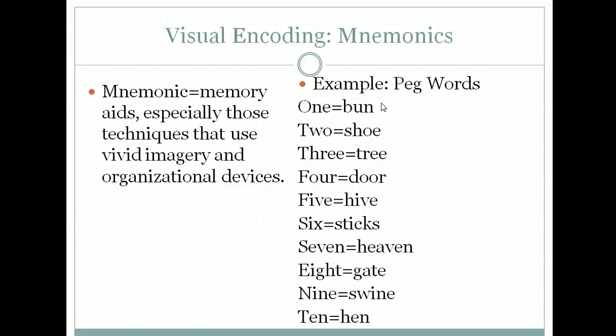So for example, if the first item in your grocery list was peanut butter, you would remember 1 is a bun, and in order to associate bun with peanut butter, you would think about smearing peanut butter all over a hamburger bun where the peanut butter is dripping out of the bun. So the first item in your list, bun, you would remember peanut butter.